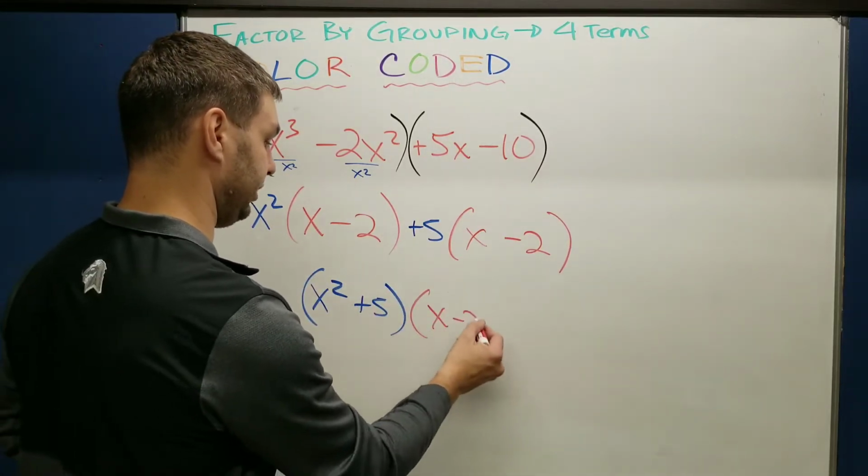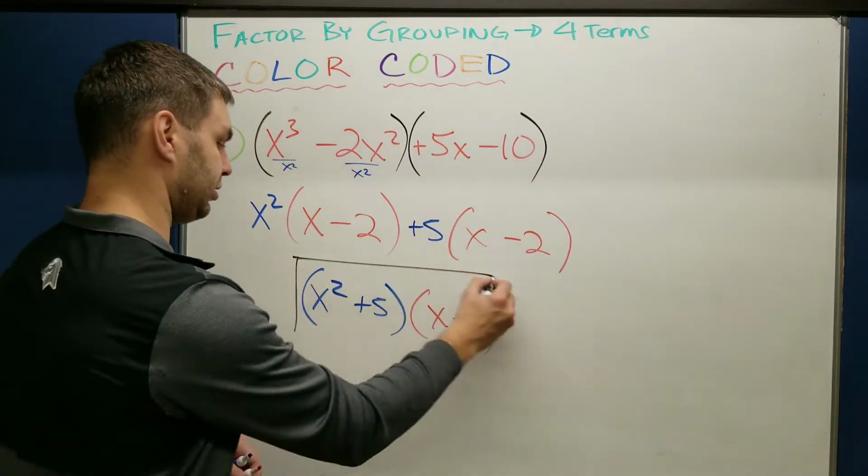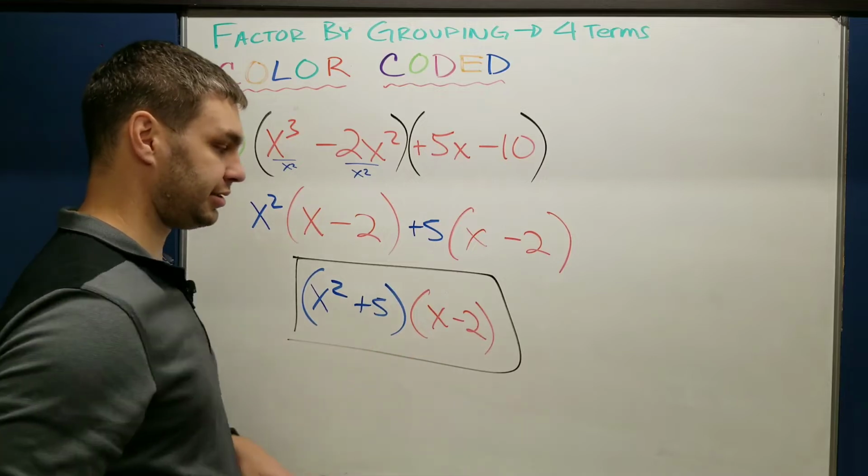That's going to be x minus 2, right? And then all that together is going to be your answer: x squared plus 5 times the quantity x minus 2.